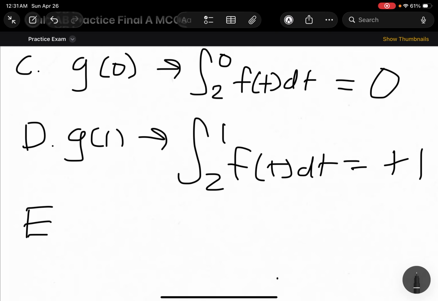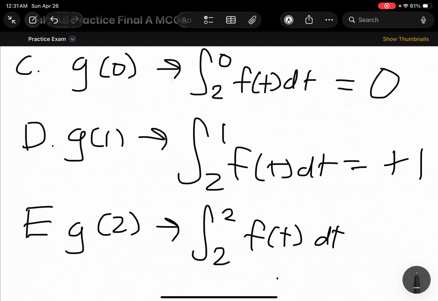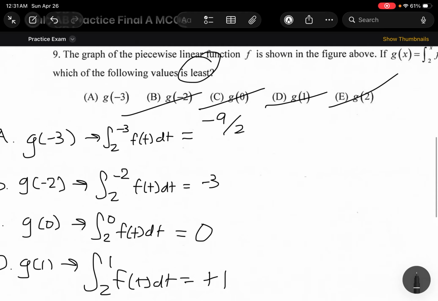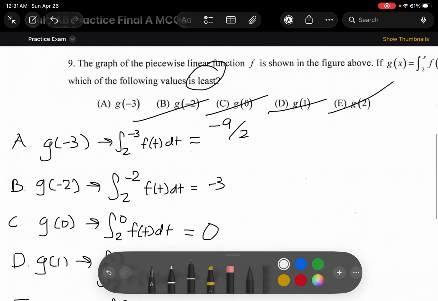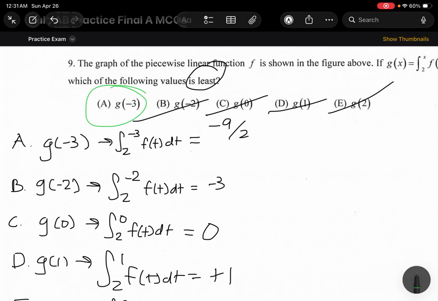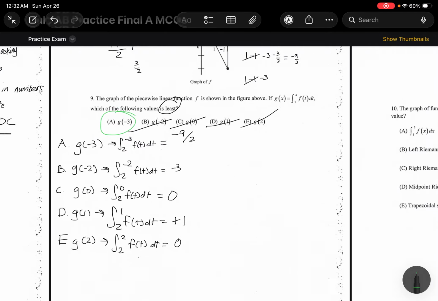And E is going to be G of 2. So from 2 to 2, f of t dt, our area is going to be 0. Why? That is because we have not moved at all, because we just went from 2 to 2, and that doesn't do anything. You don't move, so 0. So our least candidate is going to be A, which is going to be our answer choice here. G of -3 is our least candidate.